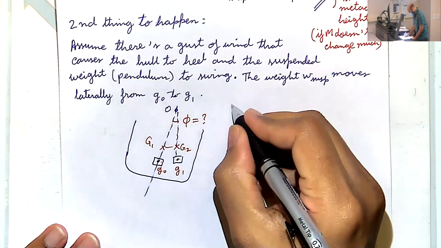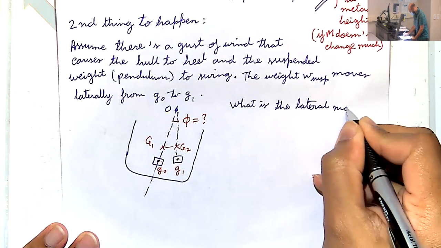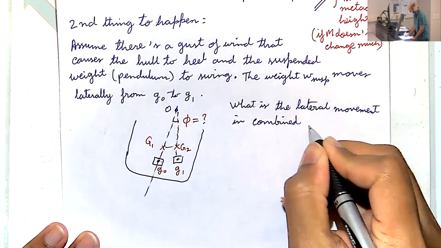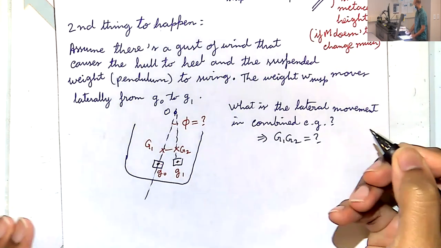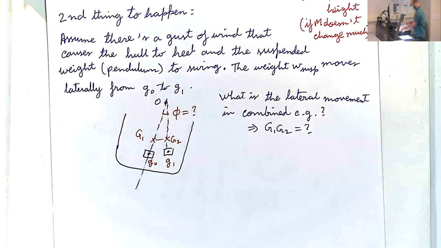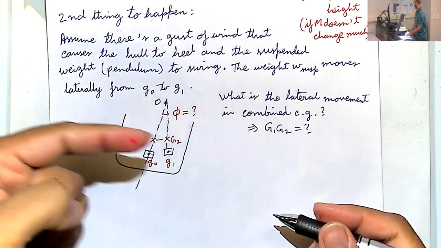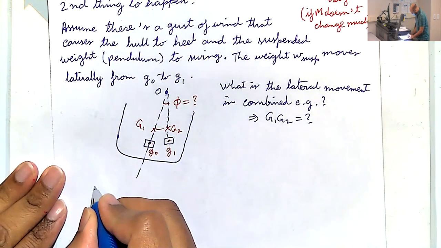And when this happens, the question is, what is the lateral movement of the combined CG? Okay, meaning what is G1G2? And when we compute this G1G2 shift, we can figure out what is the heel angle. Same thing we did in the vertical direction, KG. Now we do CG, we do it in the lateral direction. So we have CG2.